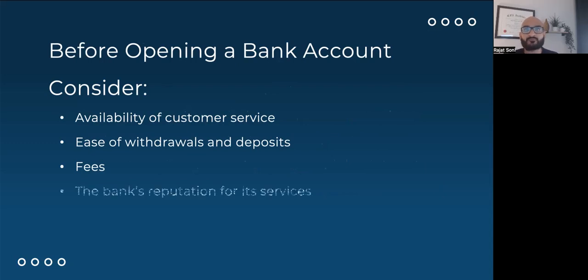Availability of customer service. Can you talk to someone on the phone if you have any kind of issue or if you need some kind of help? Ease of withdrawals and deposits. Does the bank have multiple locations and ATMs scattered around a large area? Fees. Some banks charge a lot more than others. So if you can save some money on this, it's an easy way to cut down your expenses.